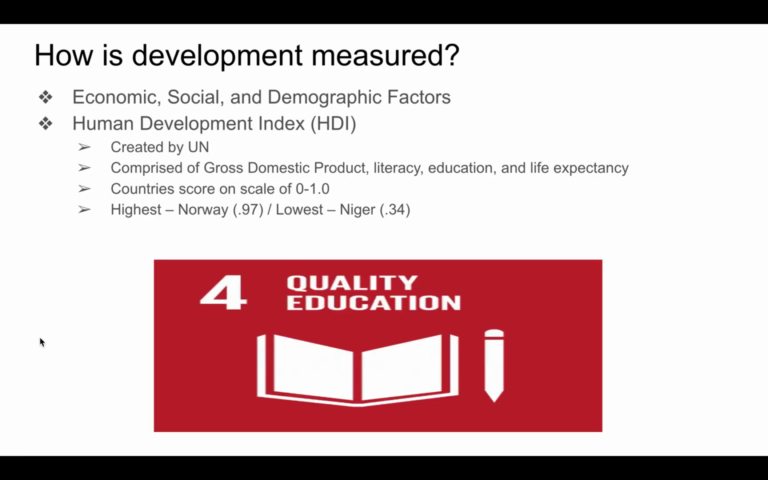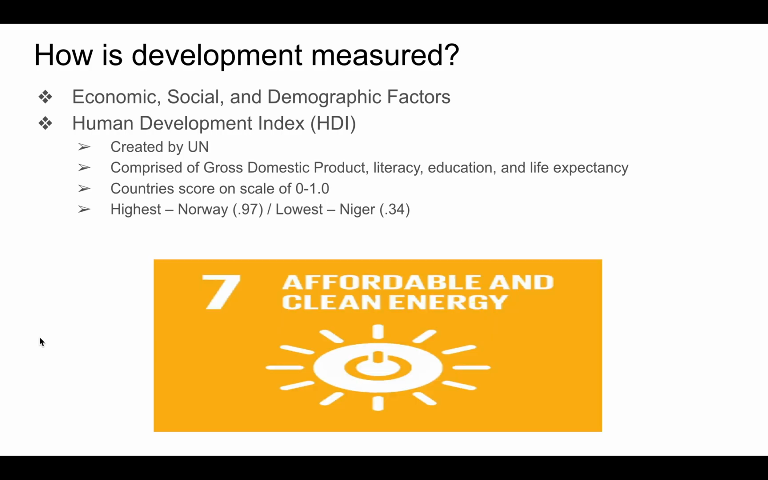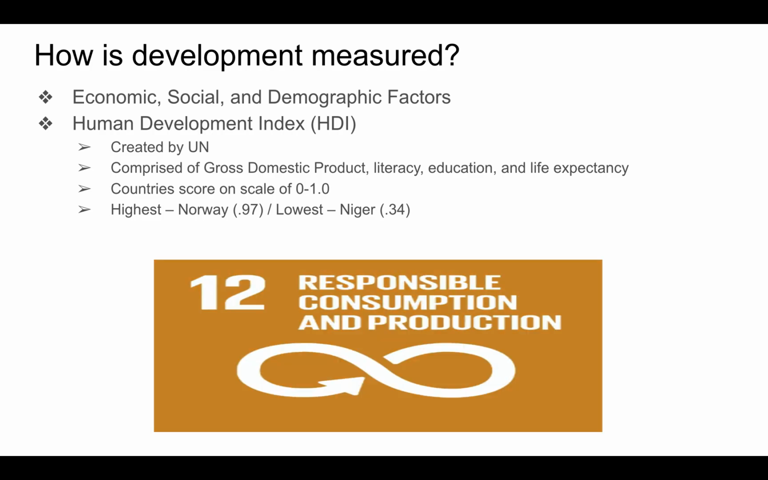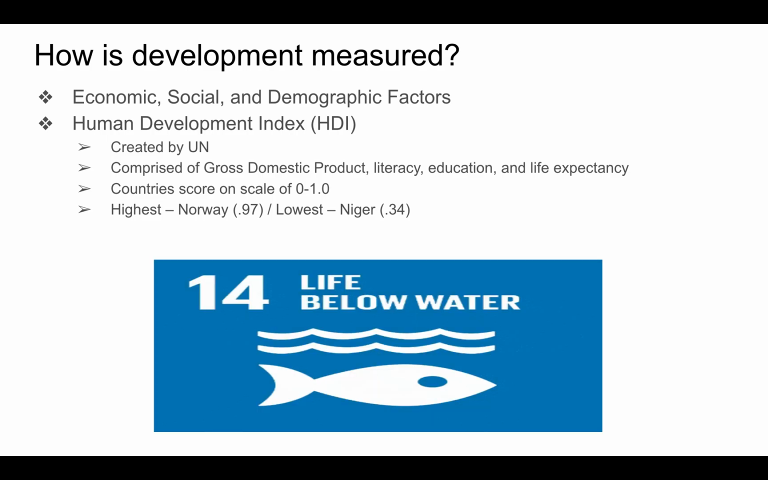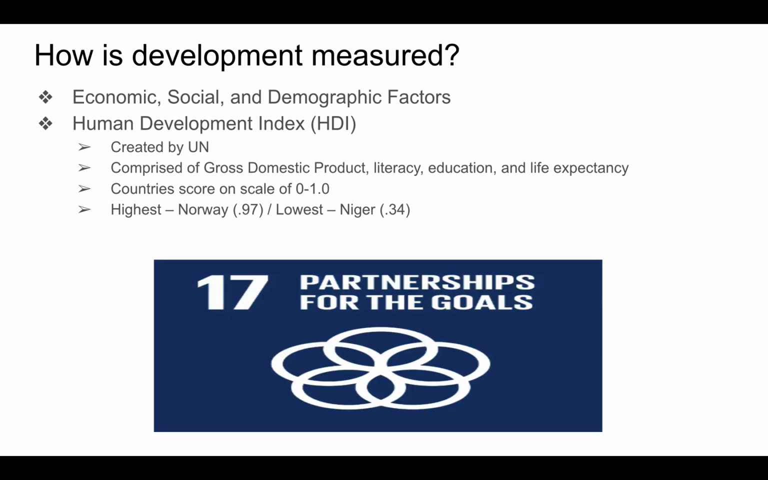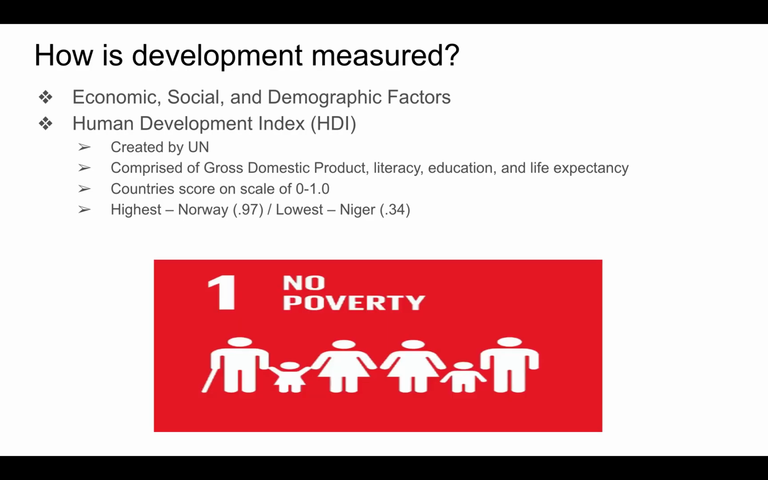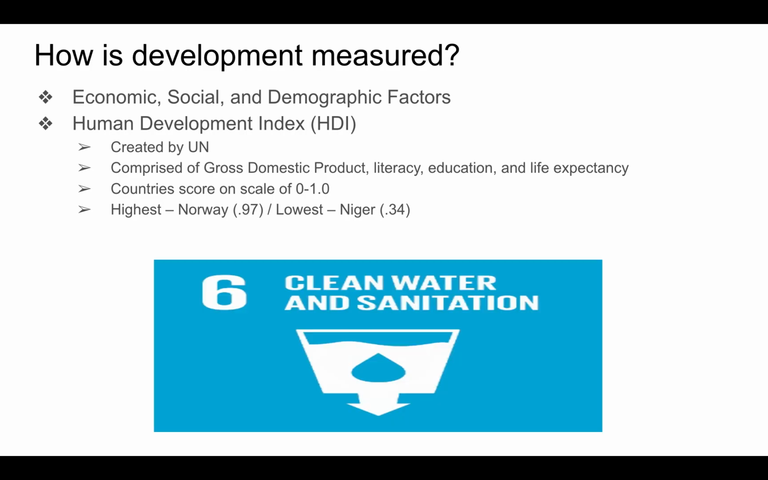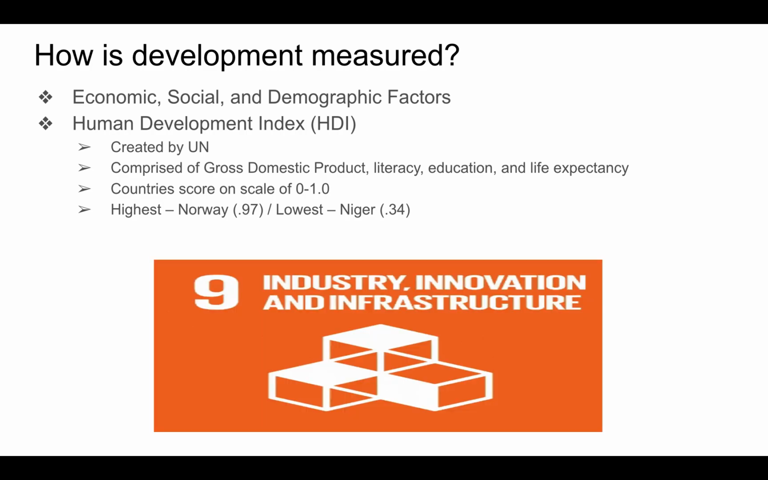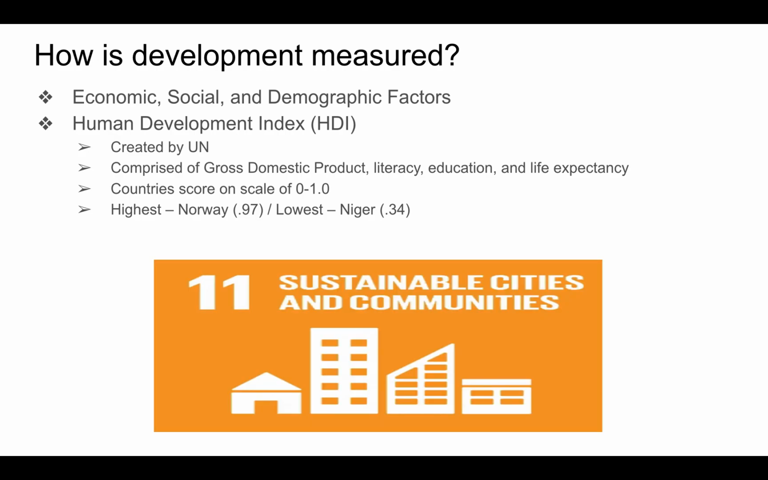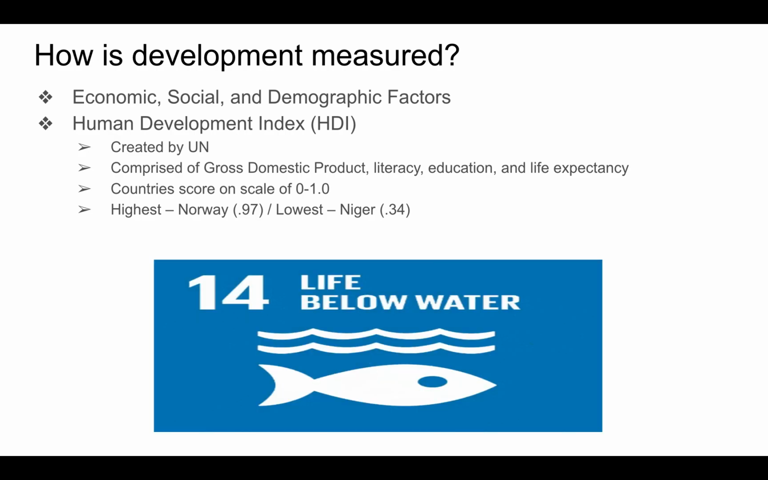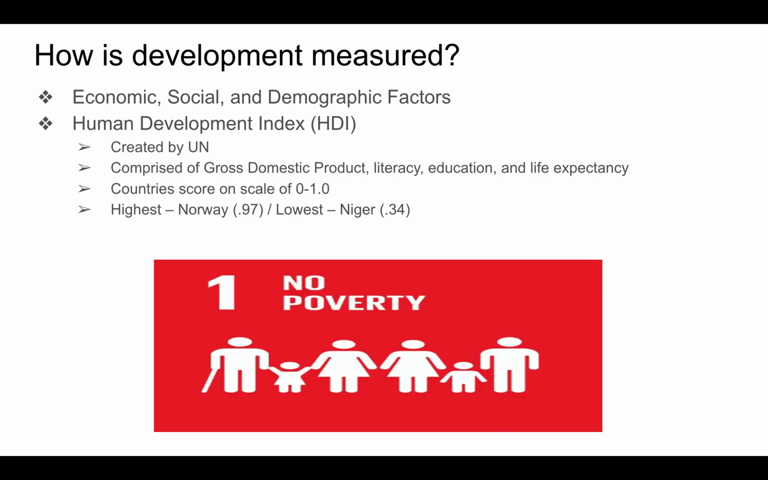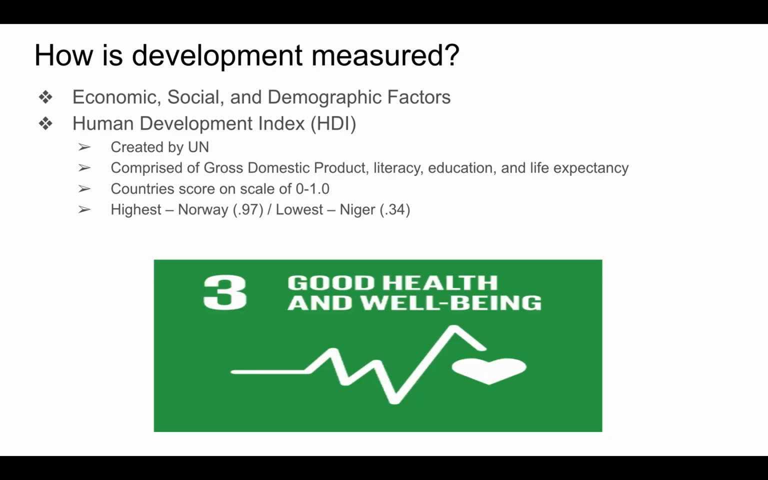When we look at HDI, they have economic indicators, social and demographic indicators. It's created by the United Nations. Keep in mind the United Nations is the largest supranational organization with over 192 countries that participate in the 2 bodies of the United Nations. When they look at economic indicators, they focus on gross domestic product. When they look at social indicators, they look at literacy and education. And then demographic factors, they look at life expectancy.